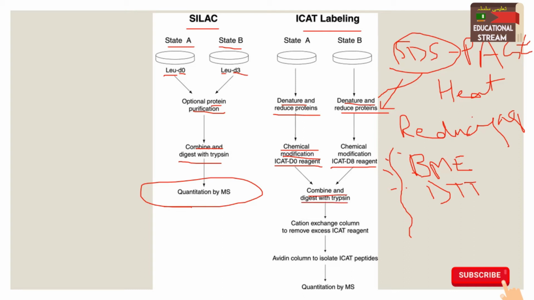After that, what we will do, we will purify the proteins by using the cation exchange column, because now we know that protein has a negative charge. So for the isolation of the negative charge, we will carry out the cation exchange column and we will remove the excess reagent of the ICAT or the unlabeled or the free isotopes reagents, they will be removed. Then we will use the avidin column to isolate the ICAT peptides. They have the affinity with the avidin, and then we will do the quantitation by mass spectrometry.